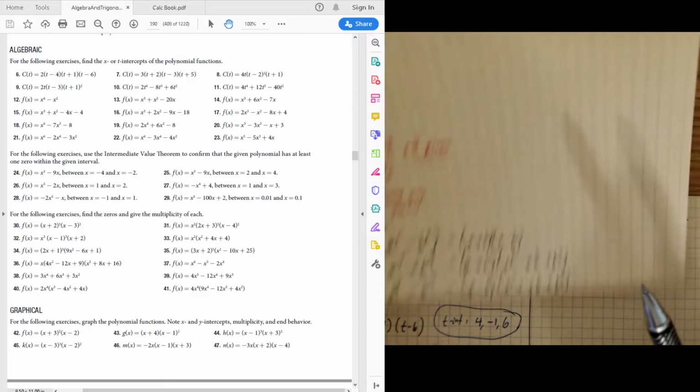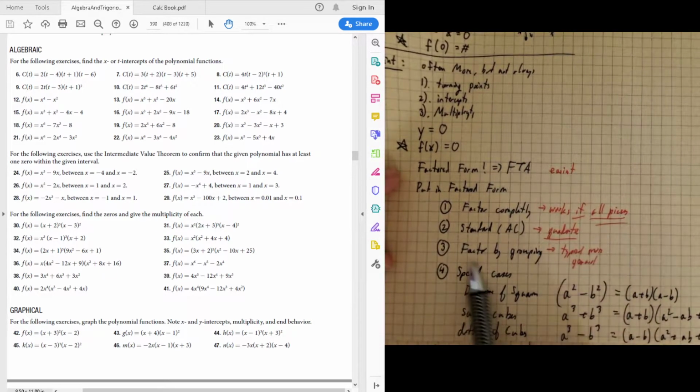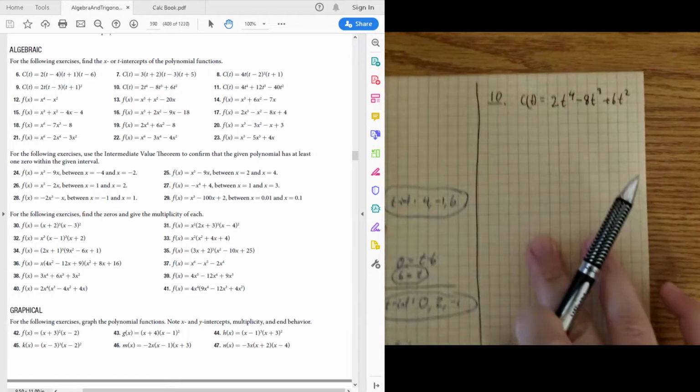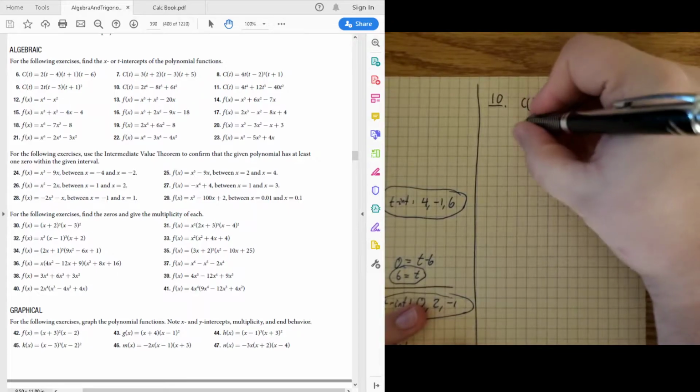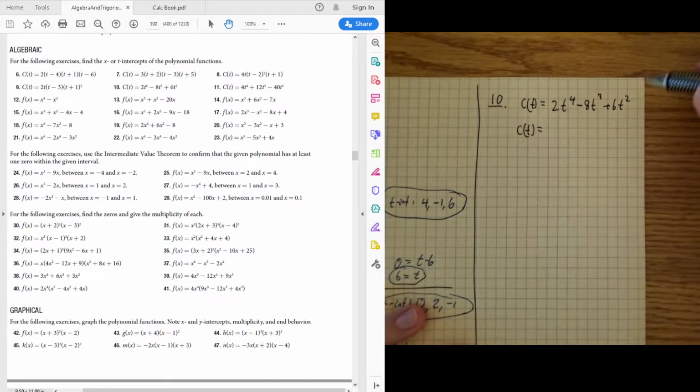So it looks like I need to either do the first one, factor completely by taking something out of everything, or the third one, factor by grouping. It turns out for this one, the best step is to factor something out of everything. So in this case, what can come out of each term?